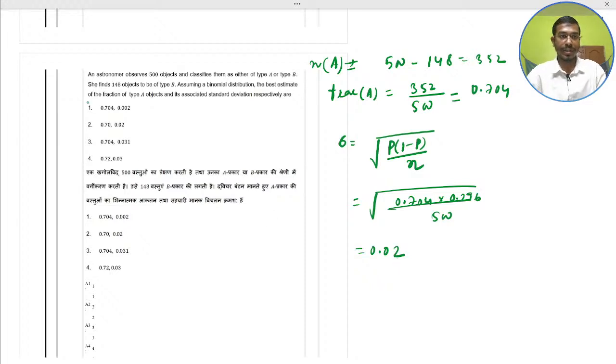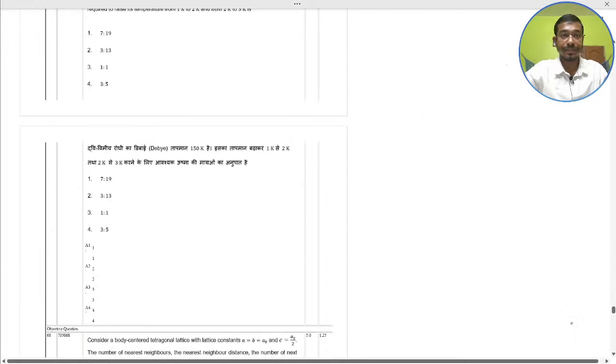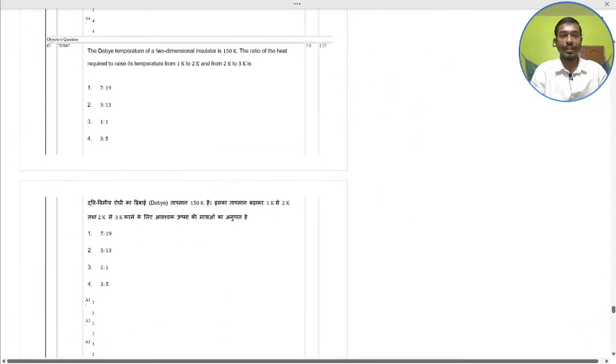Means option 2 is correct, 0.70 and 0.02. Next, the Debye temperature of a two-dimensional insulator is 150 Kelvin. The ratio of the heat required to raise the temperature from 1 Kelvin to 2 Kelvin and from 2 Kelvin to 3 Kelvin is what? Question number 67.